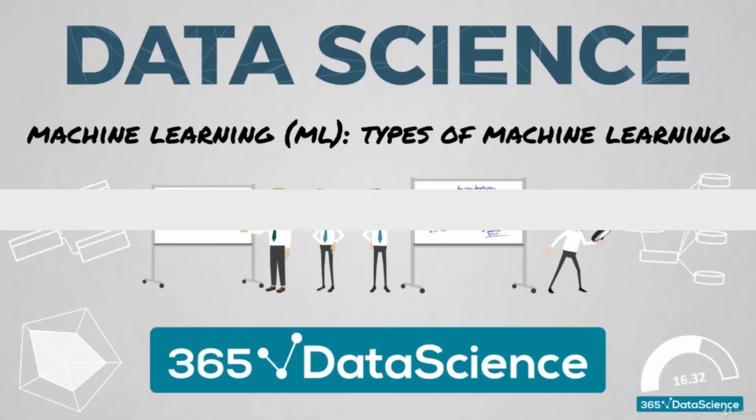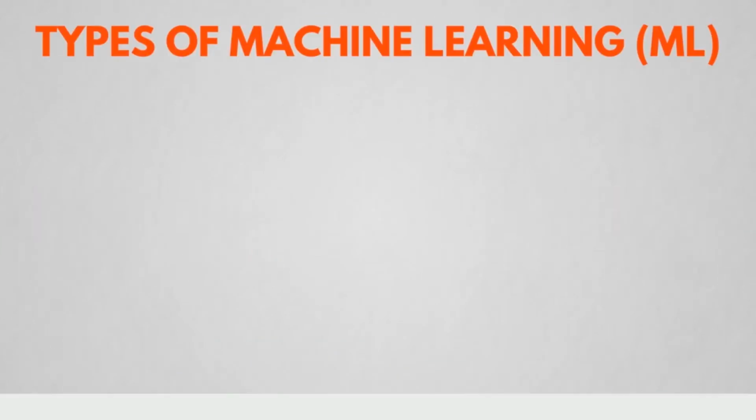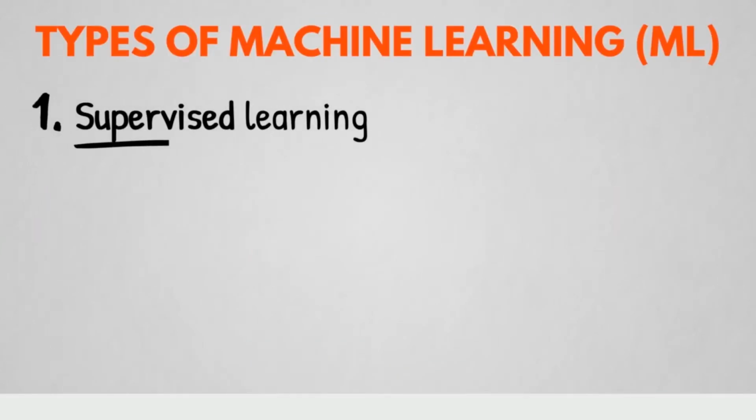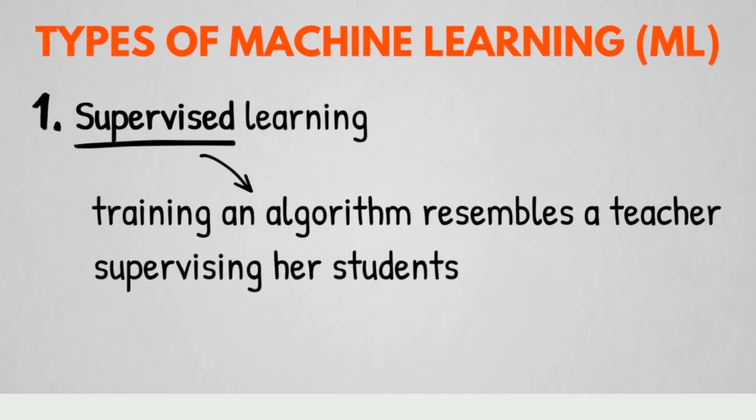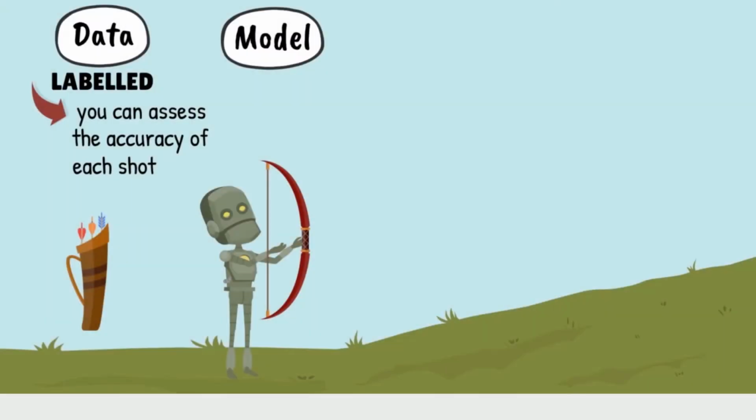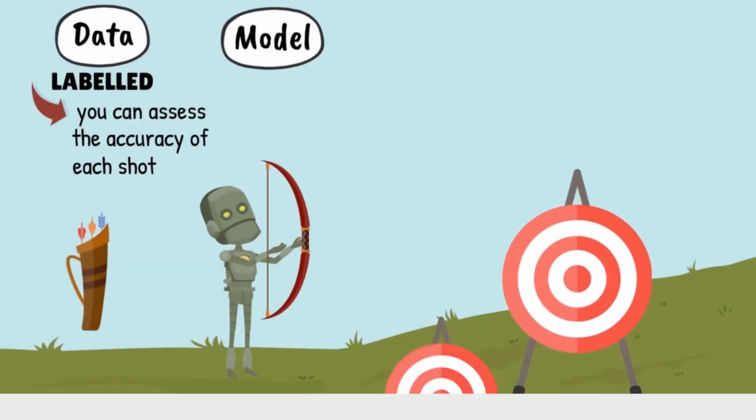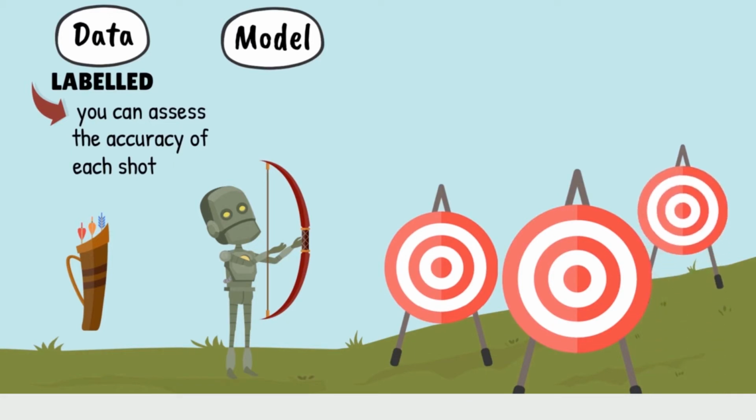There are three major types of machine learning. The most common one, applied in the majority of cases, we call supervised learning, which the robot Archer example was referring to in the previous video. Its name derives from the fact that training an algorithm resembles a teacher supervising her students. To elaborate, apart from the final goal you set to the robot, it is important to mention you have been dealing with labeled data. In other words, you can assess the accuracy of each shot.